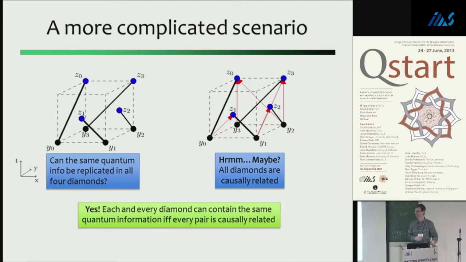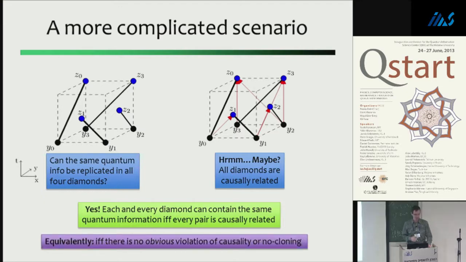With deference to Lev's objection, perhaps to the language. Another way of phrasing this is that if you want to know whether quantum information can be replicated in a set of diamonds in space-time, all you have to do is look for the most obvious violations of cloning and causality. You just look pairwise at the situation.